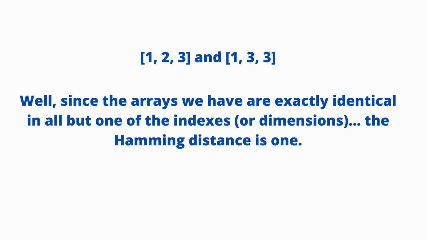The first index is okay because they're both 1. The second one is where they vary because the numbers are different. So you've got 2 in the second index for the first array, and you've got 3 in the second one. So that means the Hamming distance is 1 because the dimensions aren't exactly equal. And of course, the third one is okay since the numbers are the same and the dimensions are exactly equal, 3 and 3.